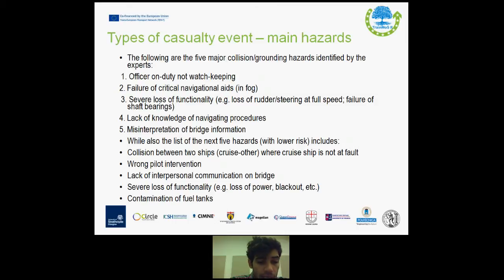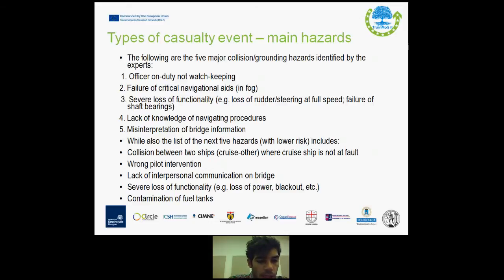Moreover, we have a list of the next 5 hazards with lower risk, which include collision between 2 ships, cruise or other, where cruise ship is not at fault, wrong pilot intervention, lack of interpersonal communication of bridge, severe loss of functionality, loss of power, blackout, or other circumstances, and finally, contamination of fuel tanks.